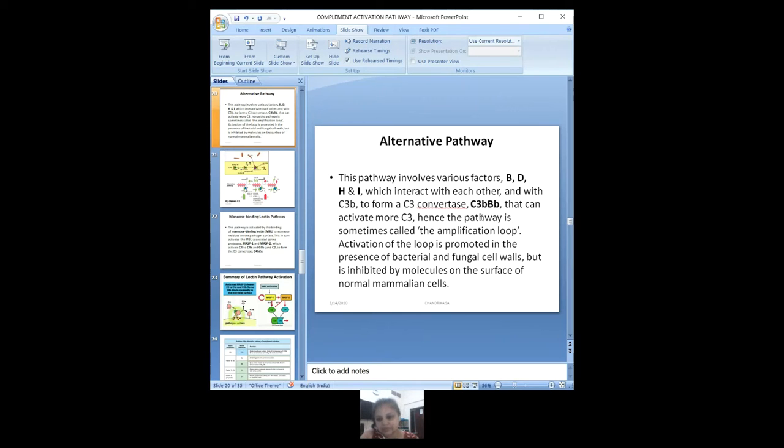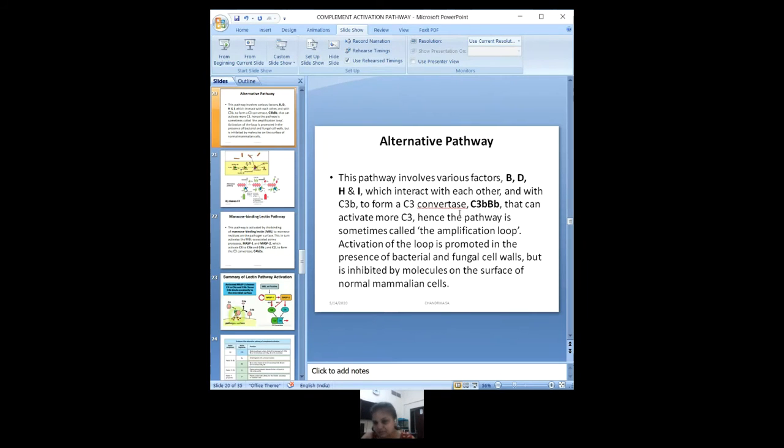Now this C3 convertase activates C3 itself. It causes more activation of C3. That is why this loop is also called the amplification loop. The activation of this loop is promoted in the presence of bacterial and fungal cell wall. As we have told, the trigger for this pathway is endotoxins present in the bacterial or fungal cell wall. And this pathway is inhibited by molecules on the surface of normal mammalian cells.